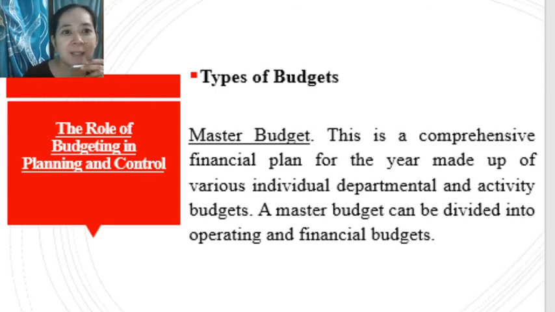So we have the different types of budgets. The first is the master budget. When we say master budget, this is a comprehensive financial plan for the year made up of various individual department and activity budgets. A master budget can be divided into operating and financial budgets. As we go along, you will learn what the master budget, operating, and financial budgets are, and we also have illustrations on how to prepare them.